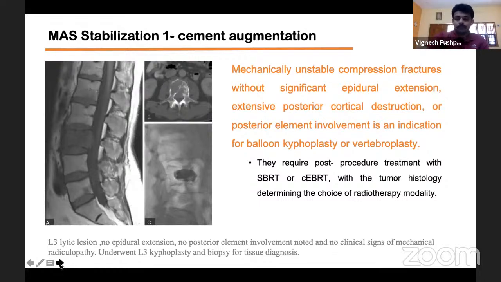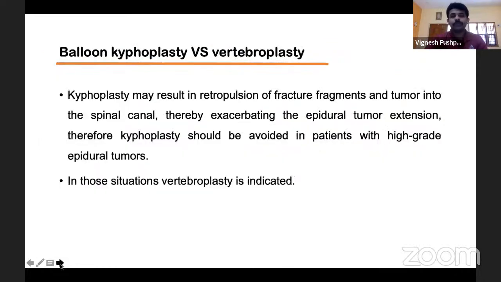Whether to use balloon kyphoplasty or vertebroplasty? Kyphoplasty may result in retropulsion of fragments or tumor into the spinal canal, which will increase the epidural spinal canal compression. Therefore, kyphoplasty should be avoided in patients with high-grade epidural tumors. In those situations, vertebroplasty is indicated.